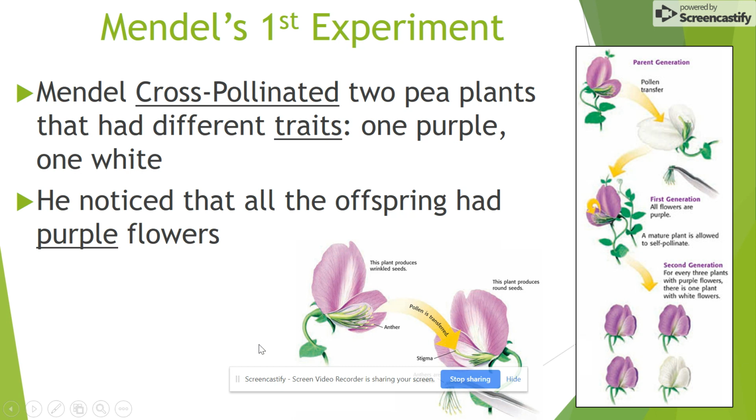I want you to go ahead and pause the video here, and I want you to think about how that could have happened. We have one purple flower, one white flower, but all of the baby flowers are purple. How come we didn't have any white flowers? So go ahead and pause the video and discuss.